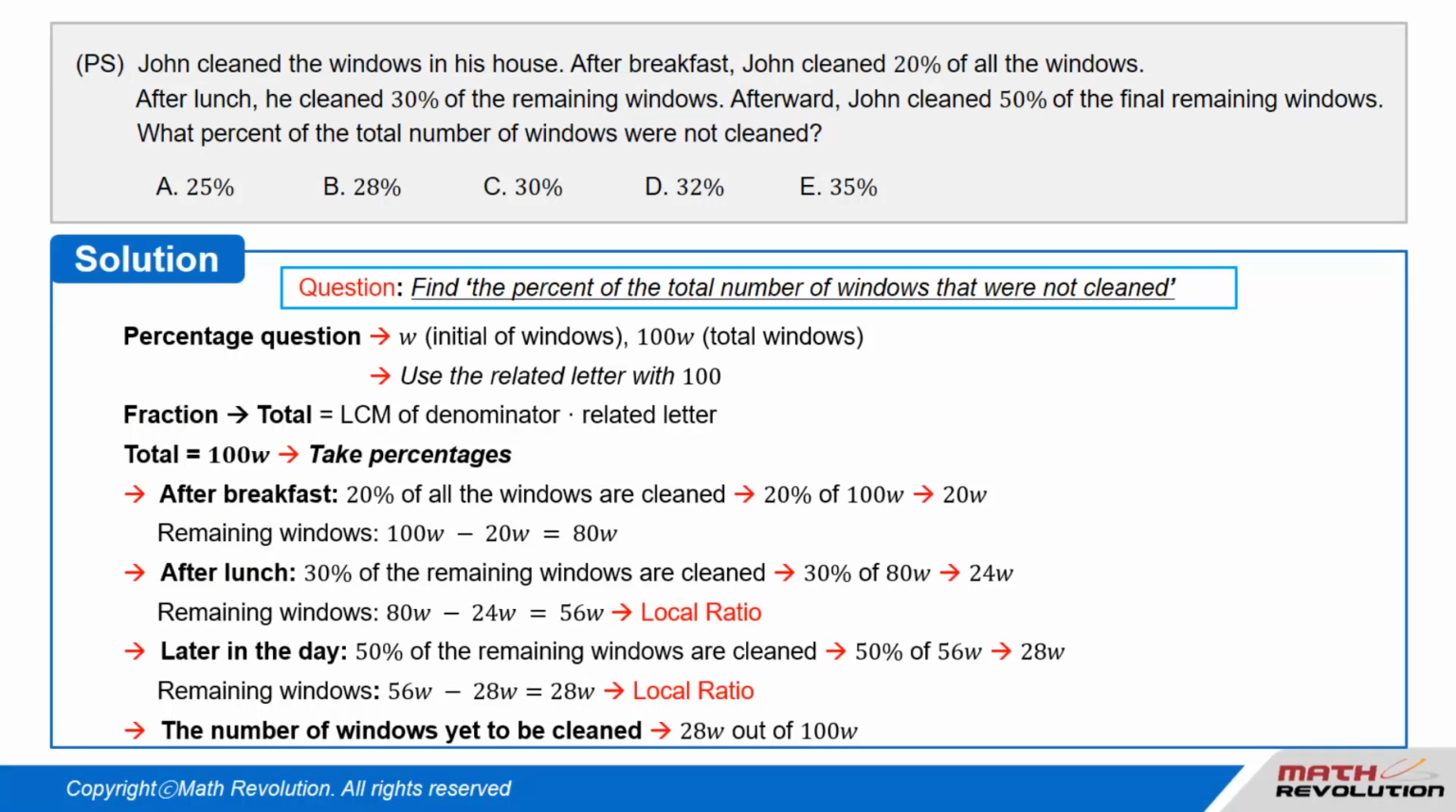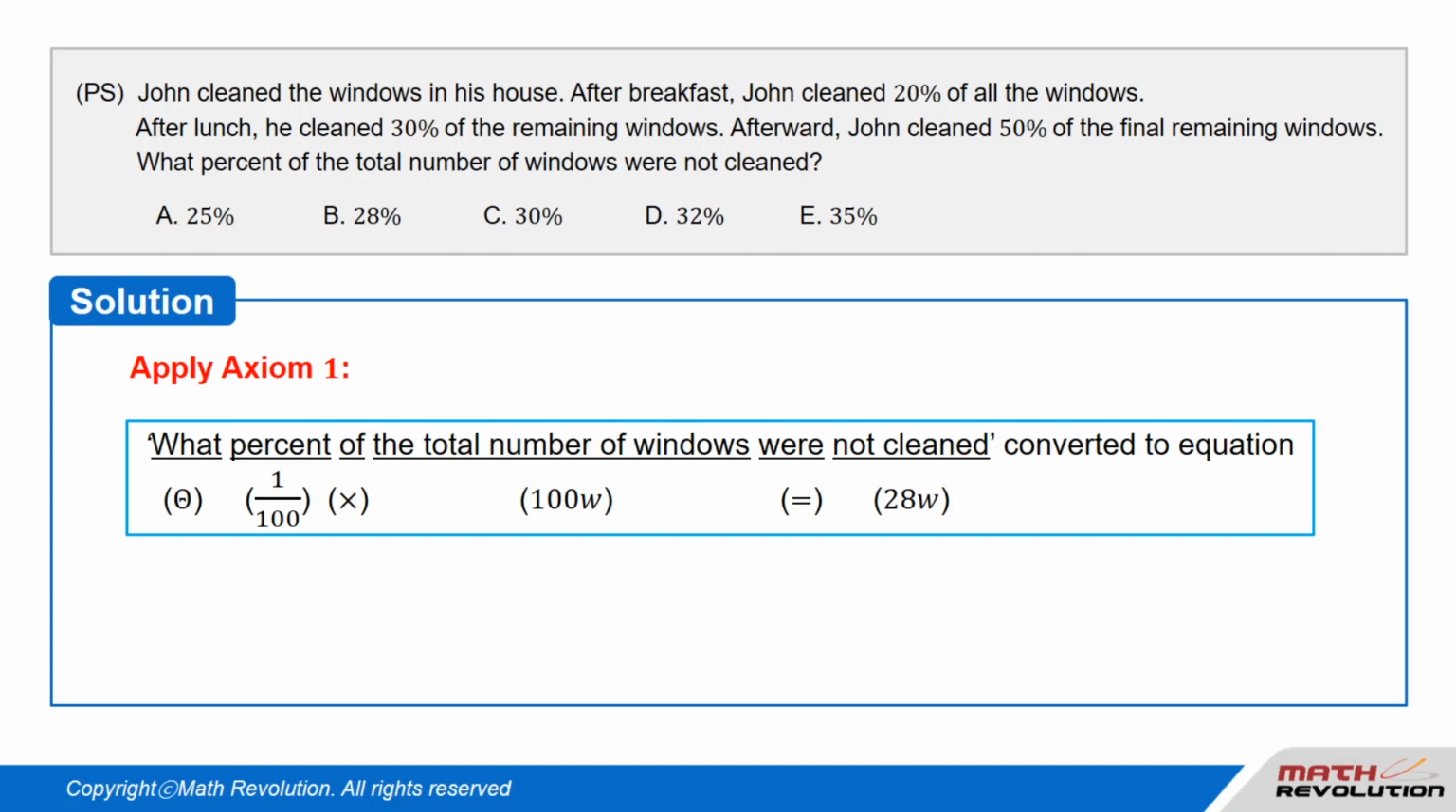Later that day, 50% of the remaining windows are cleaned, so 50% of 56W, or 28W. Remaining windows equals 56W minus 28W, which equals 28W. This also means local ratio. The number of windows yet to be cleaned is 28W out of 100W. We have to know what percent of 100W is 28W.